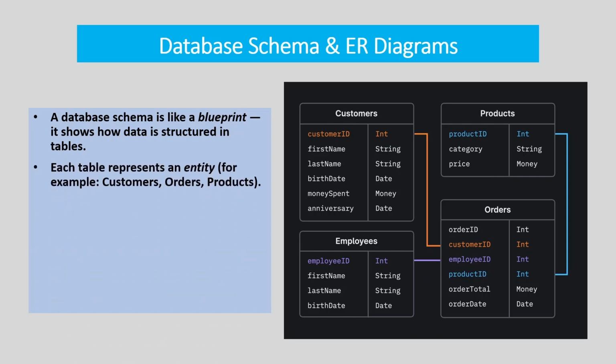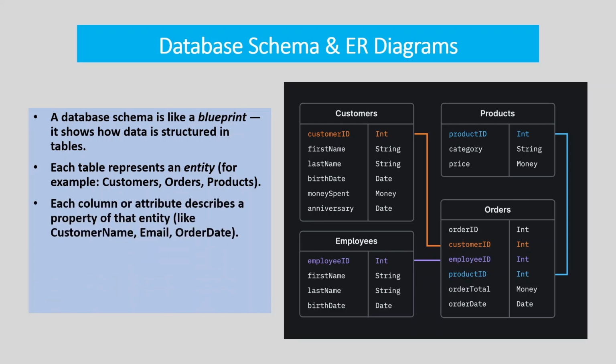Each table represents an entity. For example, we have a separate table for customers, a separate table which has order details called orders, a separate table for products, and likewise for employees. In these tables, each column, or we say attribute, describes a property of that entity. For example, a customer table will have columns like customer ID, first name, last name, and date of birth. These describe the attributes of the table.